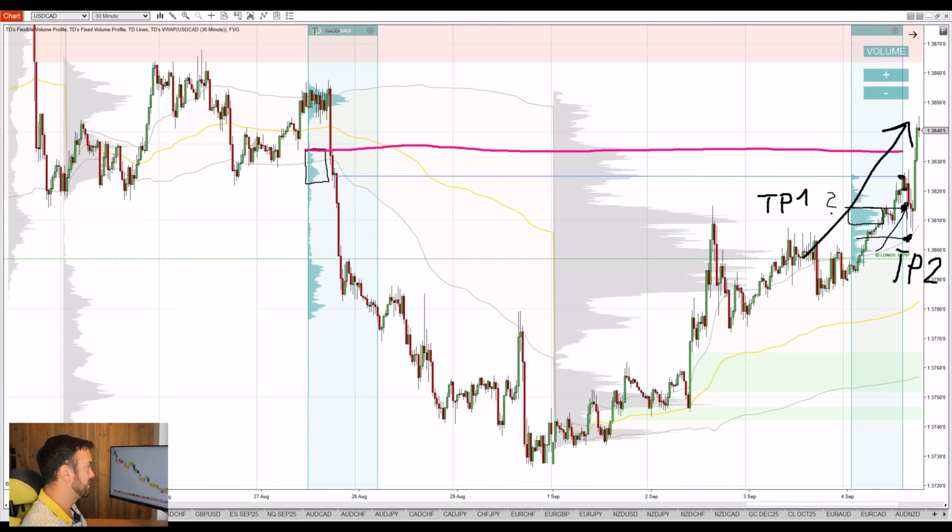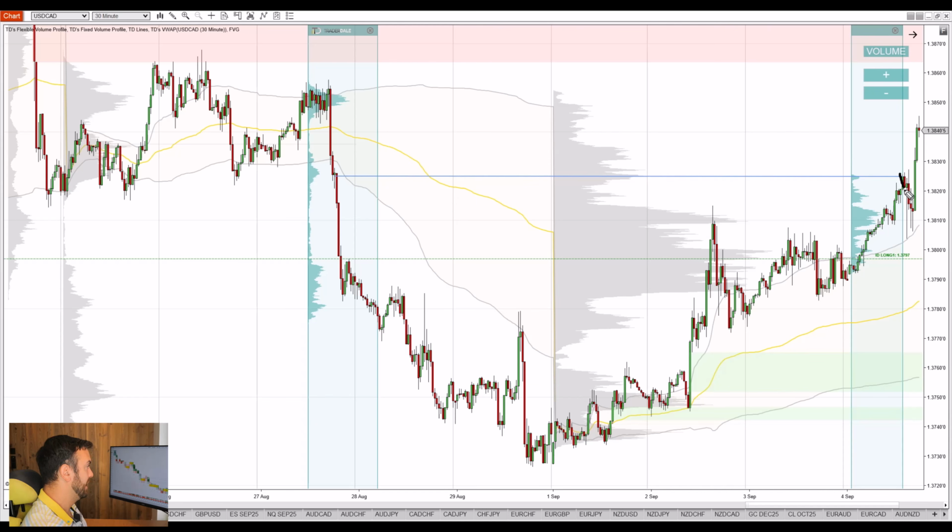As you can see, the reaction to the level was very nice and also rather huge. So as you can see, this little invisible trade or invisible level, if you don't use the volume profile, worked really nicely. All right, so that's that. That's the best trade of the week.